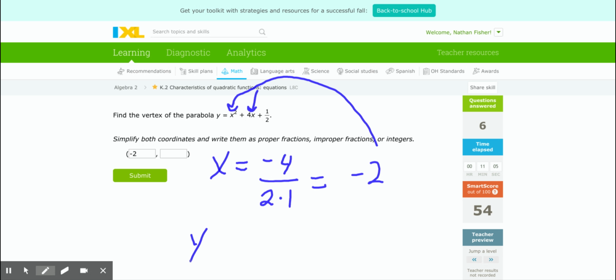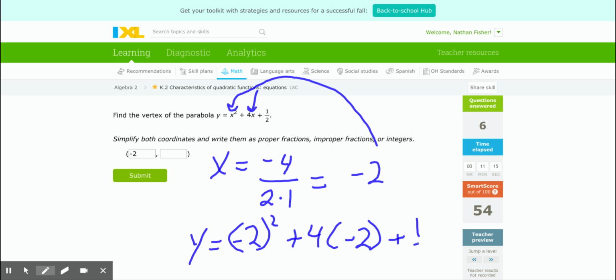So I'm going to have negative 2, I'd put that in parentheses even, squared, plus 4 times negative 2, then plus 1/2. I'm going to use my calculator for this. I'd like to put the negative 2 in parentheses just to be safe. That way the calculator includes the negative, plus 4 times negative 2 plus 1 divided by 2, or 1/2. Negative 3.5 is what the calculator tells me. But if I change that into a fraction, that's negative 7 over 2.